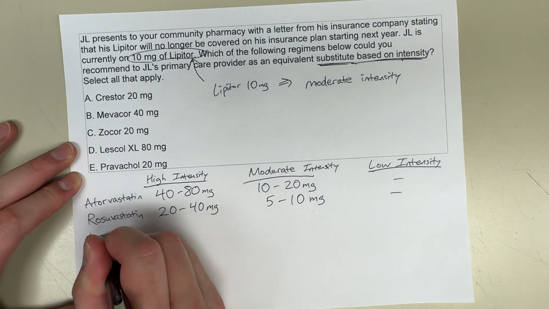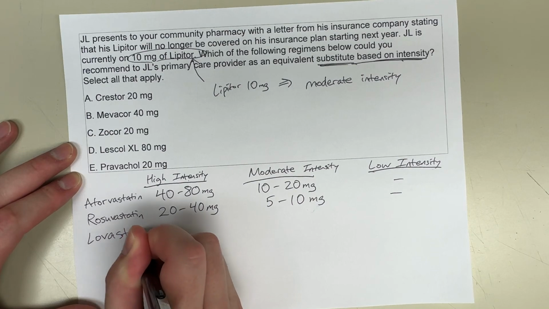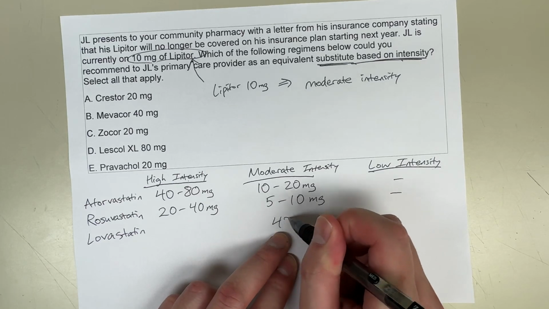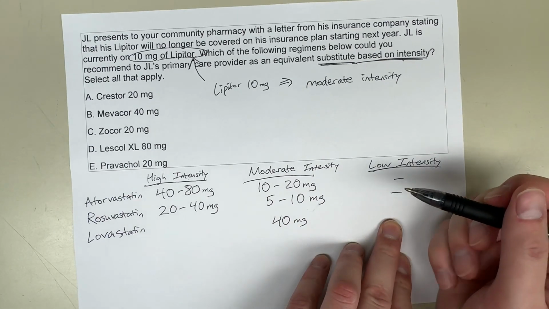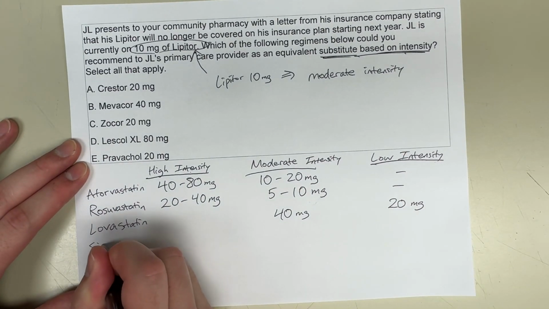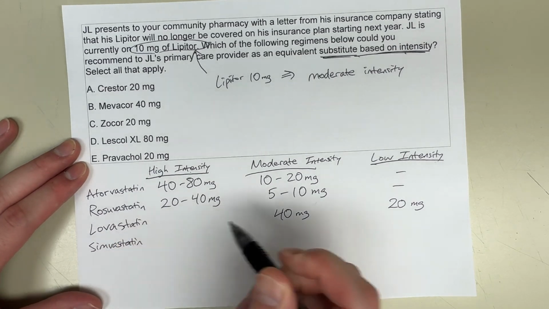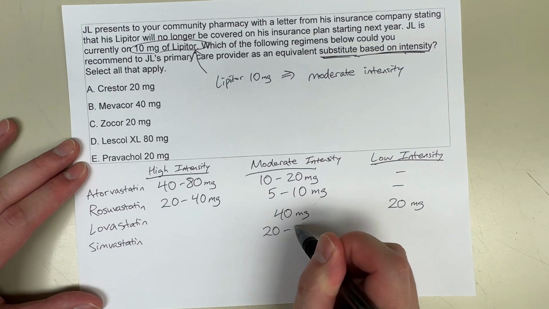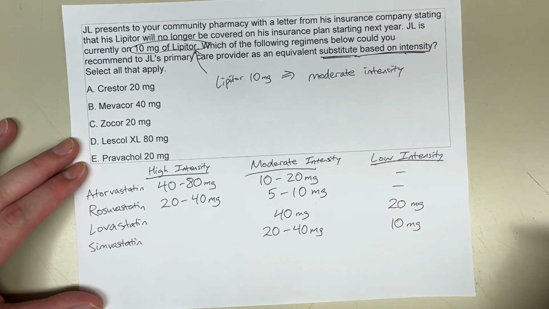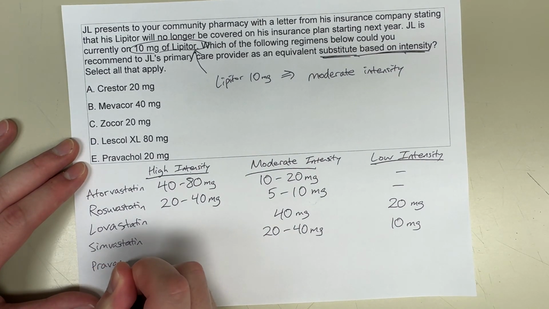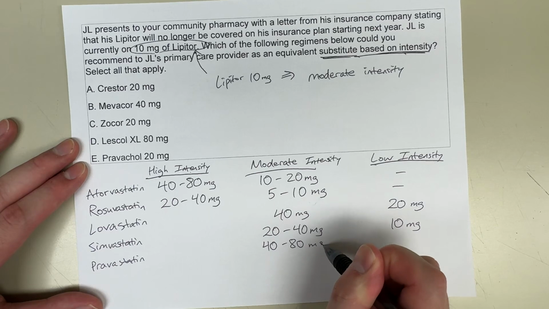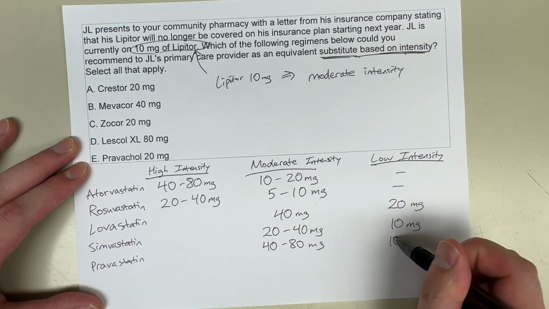So now make sure you also memorize the moderate intensity statins, like lovastatin. For lovastatin, the moderate intensity is 40 milligrams, and its low intensity is 20 milligrams. Simvastatin, also very popular, comes in moderate intensity at either 20 or 40 milligrams. And if it's low intensity, it's only 10 milligrams. And then next we have Pravachol. Moderate intensity is either 40 or 80 milligrams, and its low intensity is either 10 or 20 milligrams.